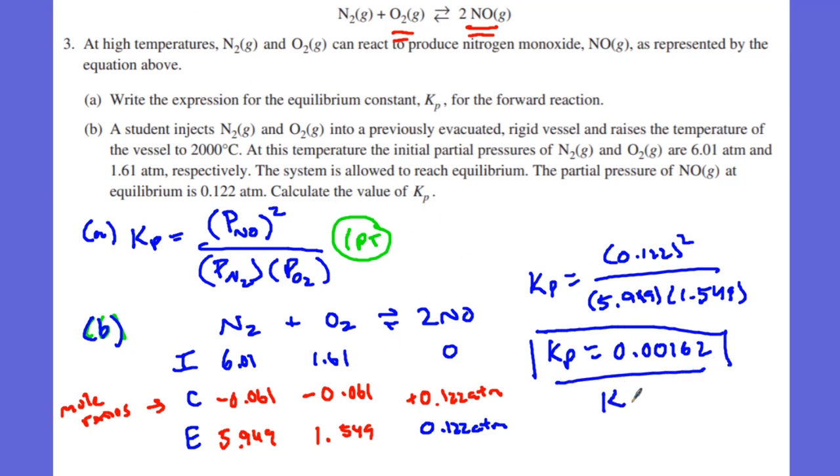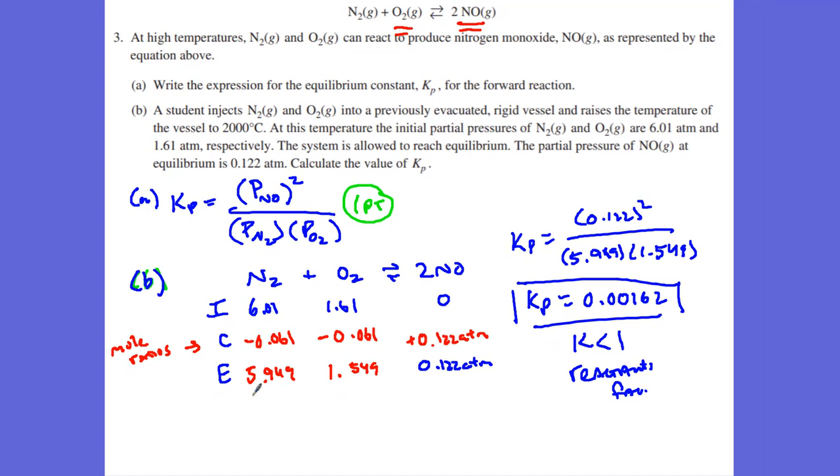Now, see, this Kp is much less than 1, which means my reactants are favored, aren't they? My reactants are favored. I barely moved, 6.01 down to 5.949, 1.61 down to 1.549. We've barely even moved over to my products. And that B was worth 2 points: 1 point for finding the correct equilibrium partial pressures, and 1 point for plugging it into my equilibrium expression. Obviously, if you got A wrong, then your Kp might be off, but you might still get that second point because you're at least consistent.